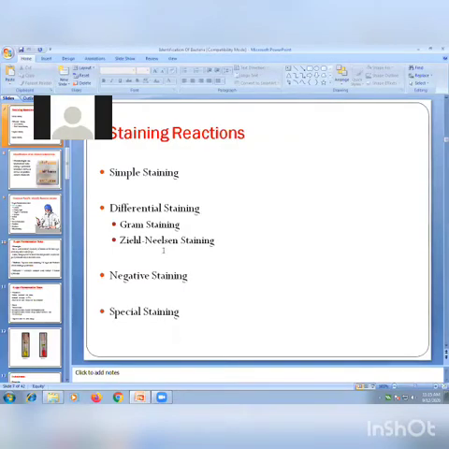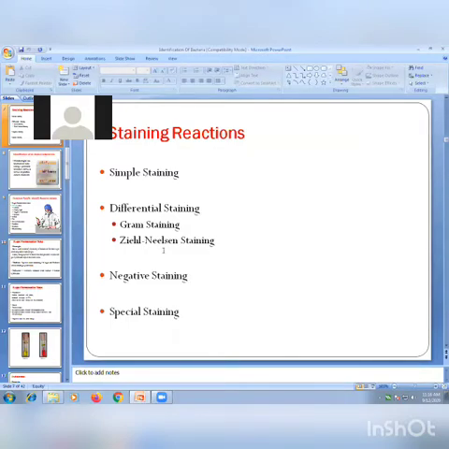Then nowadays we frequently use differential staining methods, such as Gram stain and Ziehl-Neelsen stain. Gram stain divides bacteria into two groups: Gram positive bacteria are violet in color, and Gram negative bacteria are red. Another differential staining example is the Ziehl-Neelsen or acid-fast staining method, which divides bacteria into acid-fast and non-acid-fast bacteria. Acid-fast bacteria are pink in color, while the background and non-acid-fast bacteria are blue.